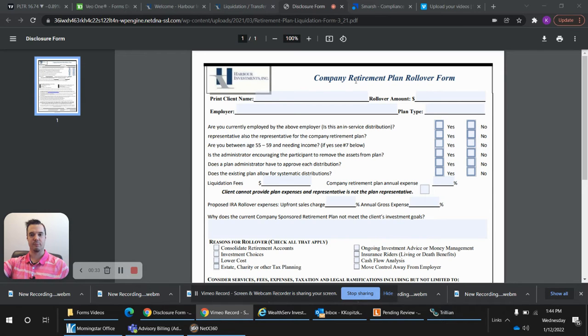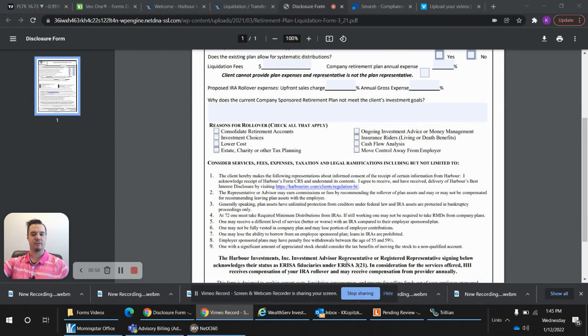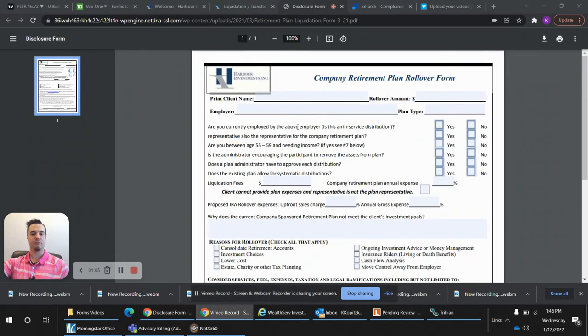This particular form, the company plan rollover form, will be used 100% of the time whenever you're rolling money from a company retirement plan, like a 401k, a 403b, a 457, a pension, a SEP or simple, any employer plan over to an IRA or Roth IRA. The reason we have this form is we have ERISA and employer disclosures underneath, right above where the client signs, that those other forms do not.